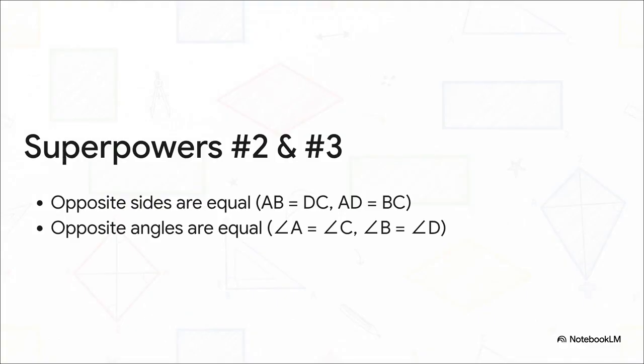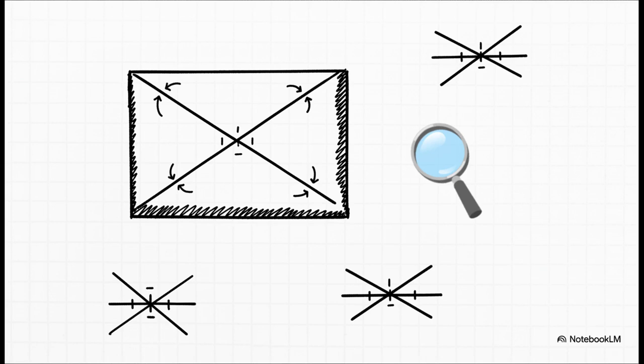Okay, moving on to superpowers 2 and 3. And these are really easy to remember. First, in a parallelogram, the opposite sides are equal in length. Not just parallel, but also equal. And second, the opposite angles are also equal. Simple as that. So, what's the big takeaway? Opposite sides are equal, opposite angles are equal. Got it? Perfect.